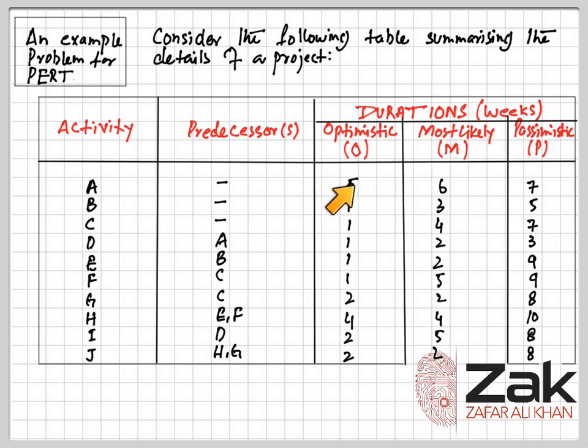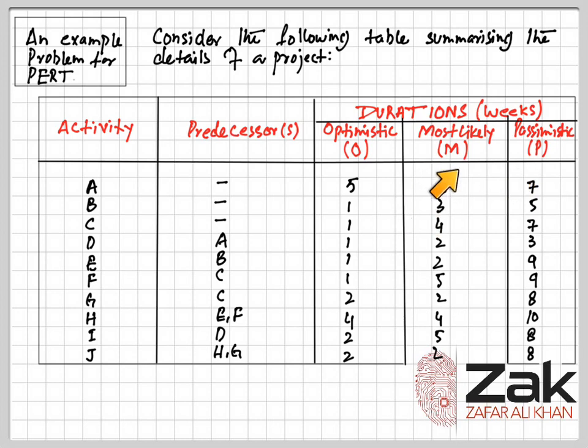That is the optimistic estimate. So we have a most likely estimate of 6 weeks for A, but if everything goes well, nothing comes in between, then A will be completed in 5 weeks. Whereas we have pessimistic time, the maximum possible time required to accomplish an activity, assuming everything goes wrong, but excluding major catastrophes. So this is the most pessimistic time.